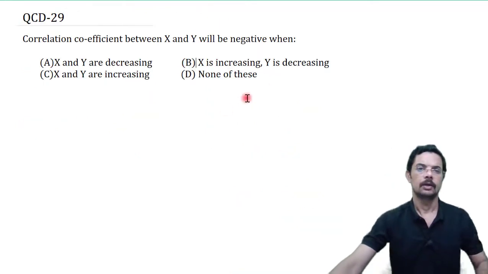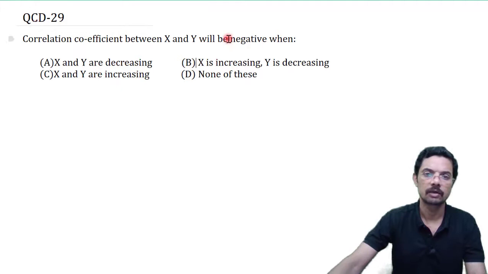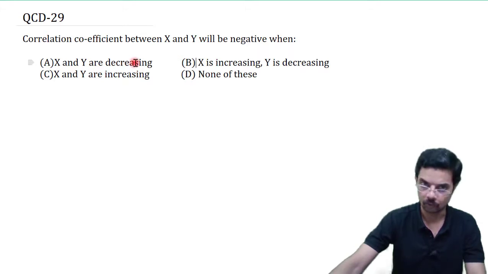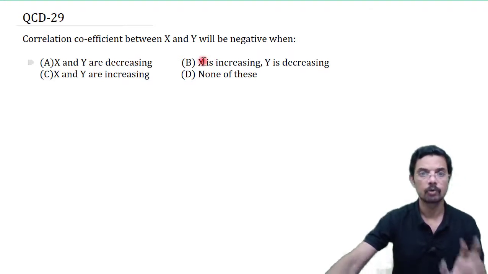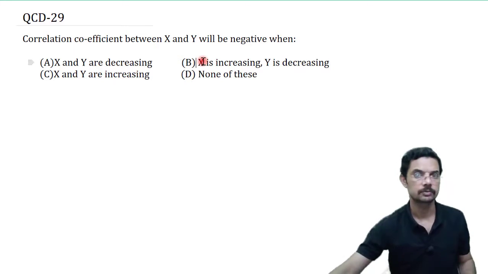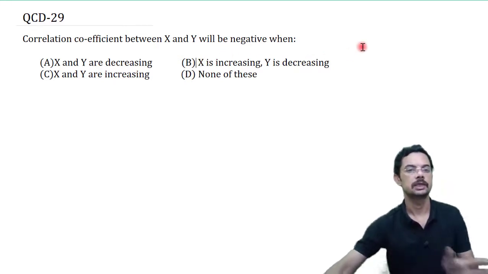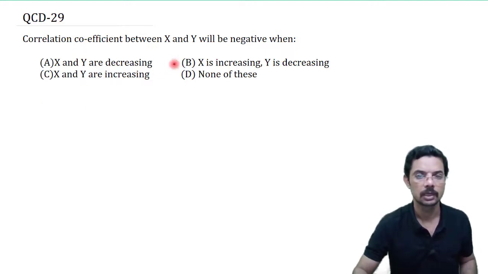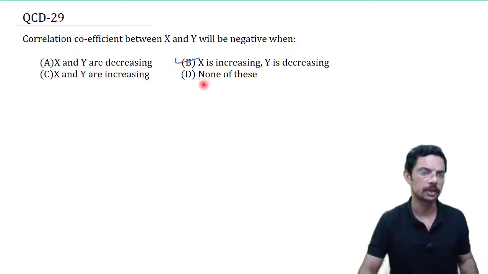Okay, correlation coefficient between x and y will be negative when x and y are decreasing? No. When both of them are moving in the opposite direction, that is when x is increasing and y is decreasing, or when x is decreasing and y is increasing. Here in these four options, option B will be the most appropriate option.